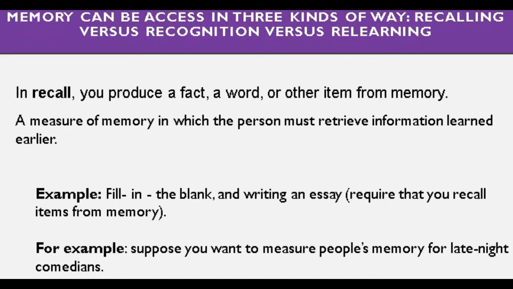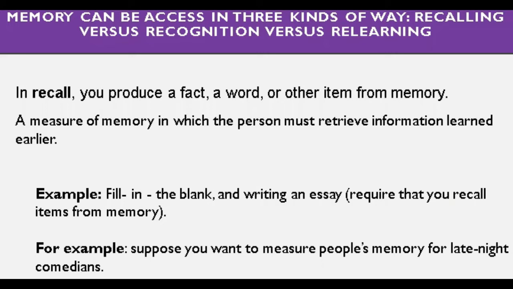Also, memory can be accessed in three kinds of ways. We have recall, we also have recognition, and we also have relearning. For recall, you produce a fact, a word, or other item from memory. It is a measure of memory in which the person must retrieve information learned earlier. So in recall, these are the set of words, information, images, experiences that you have in your mind. When the time comes that you have to get that information from your mind, you can use recall.